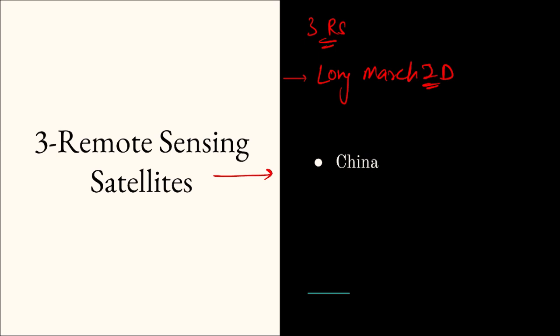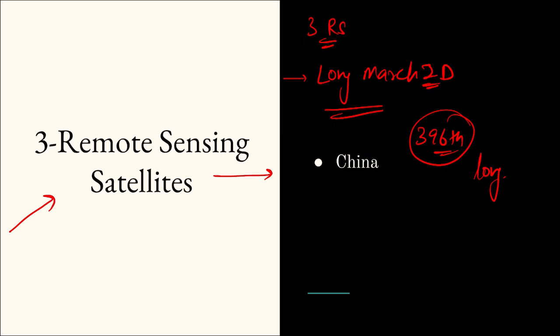The satellites belong to the Yaogan 35 family and were launched from the Xichang Satellite Launch Center in the Sichuan province of China. This also marks the 396th mission for the Long March series rockets. That is the rocket that was used to launch these three remote sensing satellites. Very important, mark this also.